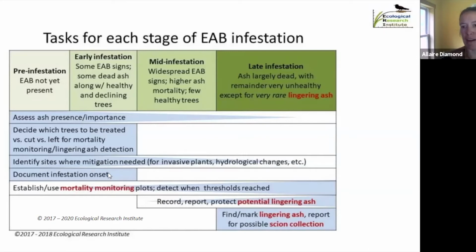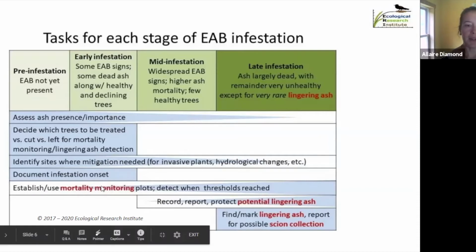Because as I said, it's often several years after EAB comes to an area that it starts to be noticed. And so the more you have your eyes on a place and can catch that infestation in its very early stages, the more options there are to treat it or deal with it. Later, once EAB has come into an area, there's a process of establishing monitoring plots and mortality monitoring plots, and that's largely what I'll be talking about today.